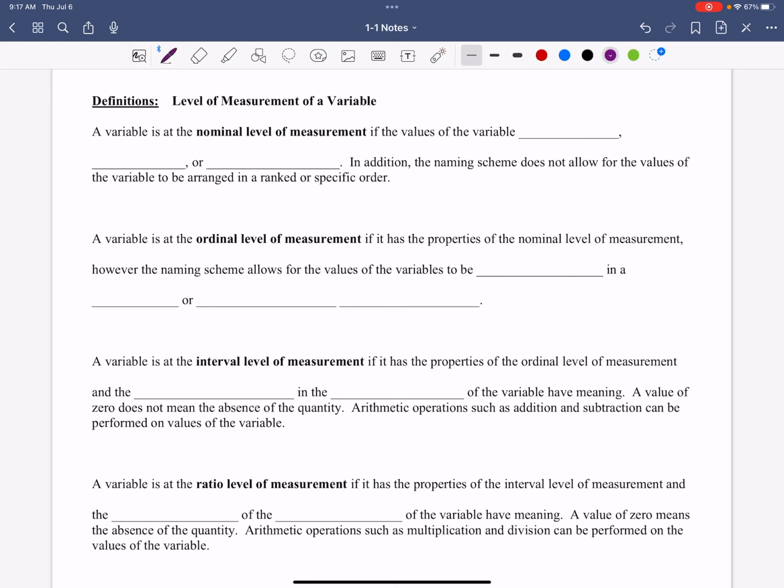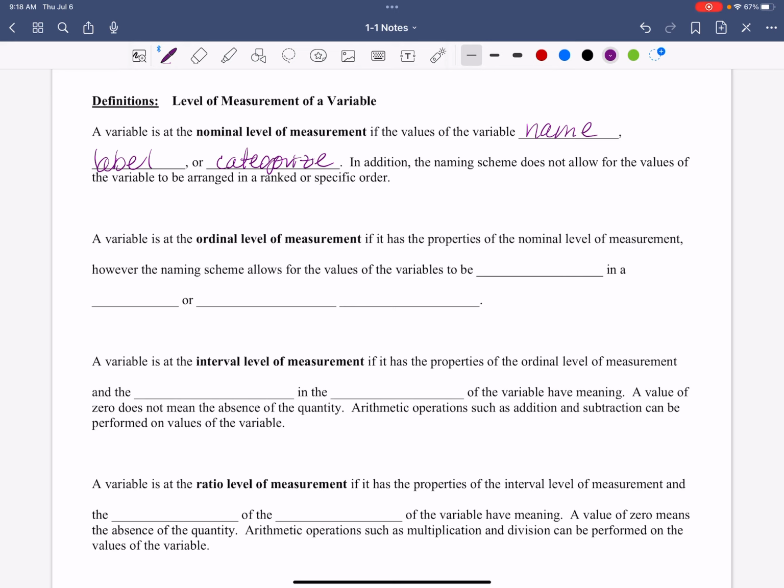All right, so let's throw this down first. A variable is at the nominal level of measurement if the values of the variable name, label, or categorize. Name, label, or categorize. In addition, the naming scheme does not allow for the values of the variable to be arranged in a ranked or specific order. That's the key.